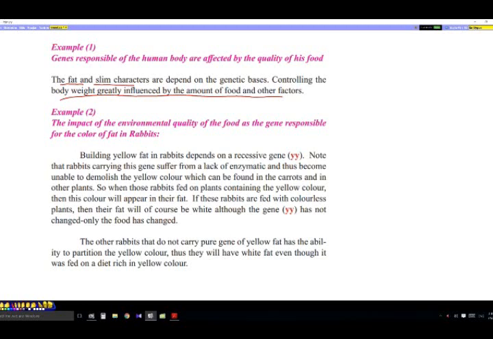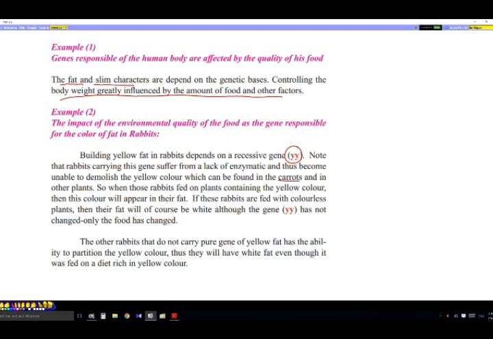Example 2. The impact of the quality of food on the gene responsible for the color of fat in rabbits. Building yellow fat in rabbits depends on a recessive gene. This gene causes the building of yellow or white fat. The normal color of fat in animals is white. Note that rabbits carrying this gene suffer from a lack of an enzymatic reaction, and thus are unable to break down the yellow color.